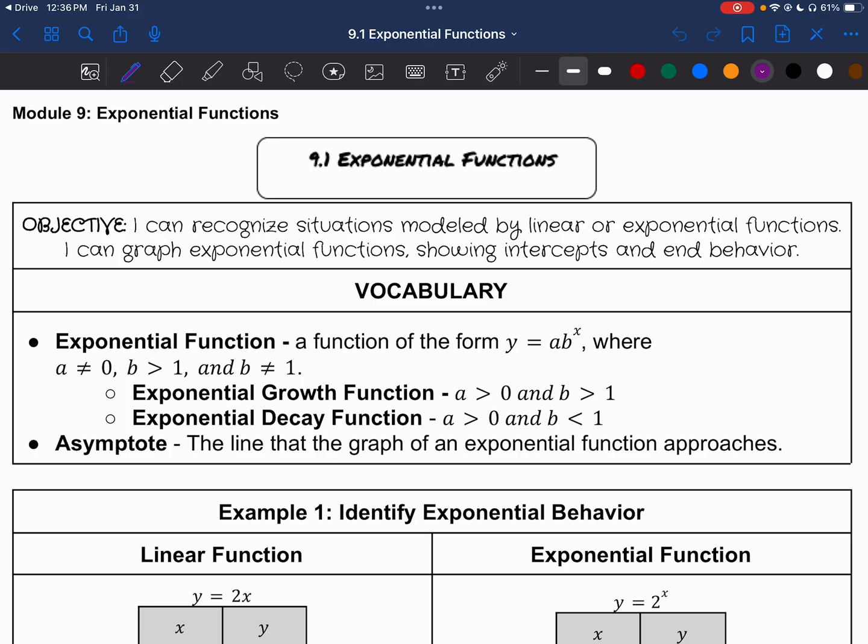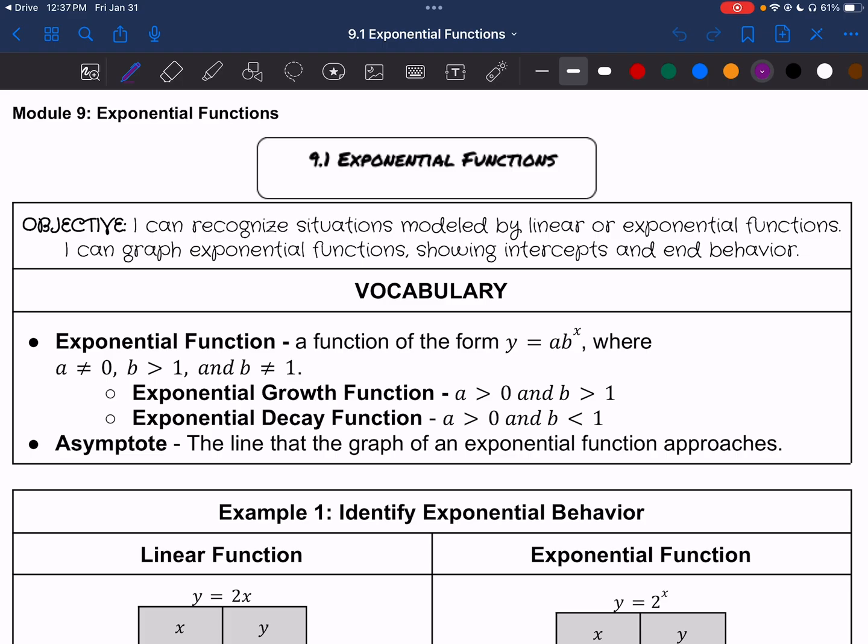So what do we have here? Exponential growth functions, where something is getting bigger and bigger and bigger. We have an a value that's greater than 0, so our first term is positive, and we have a b value that is greater than 1. So the thing that we are starting with is positive, and every single time we increase our x variable, we are multiplying by a positive number greater than 1. So that means it's going to get bigger every single time.